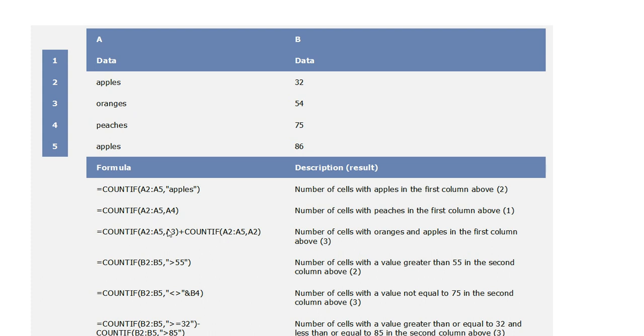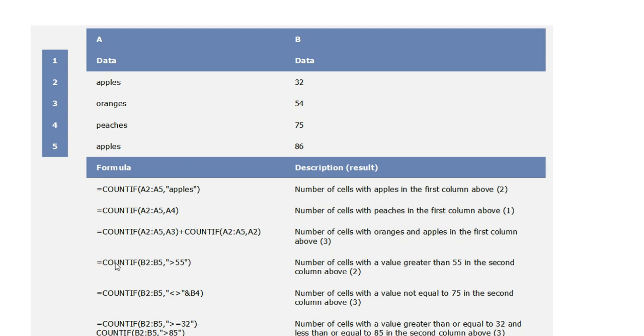Add that 1 to the number of apples in the range A2 to A5. So the number of apples is 1, 2. So we add 2 plus the 1 that we held previously. That 2 plus 1, we get a 3. That's why here we are saying number of cells with oranges and apples in first column above, which is this one. This is the first column.